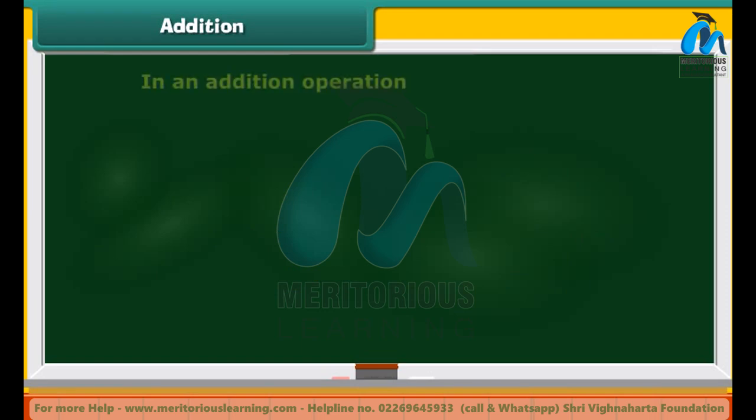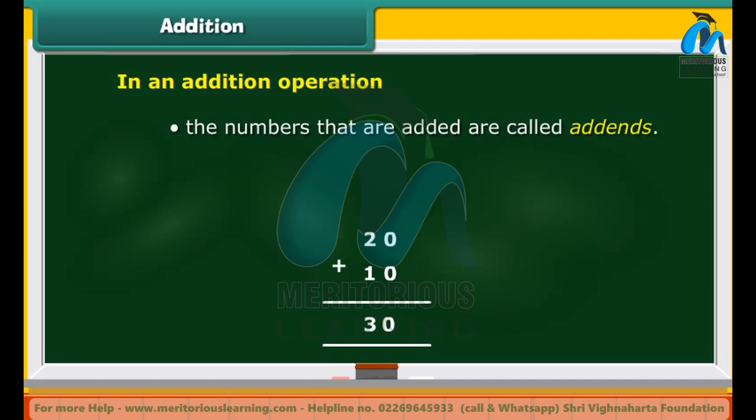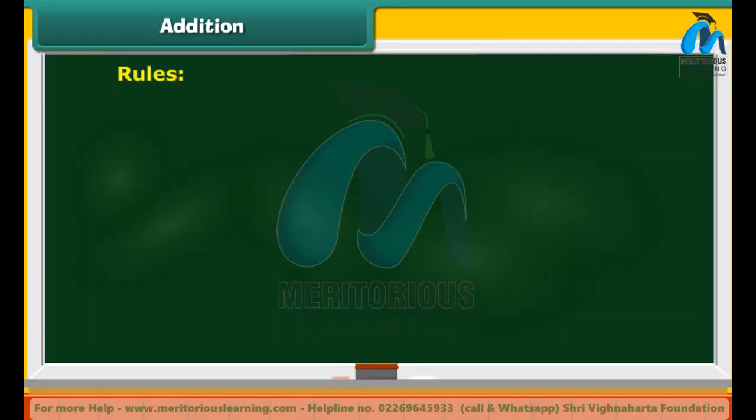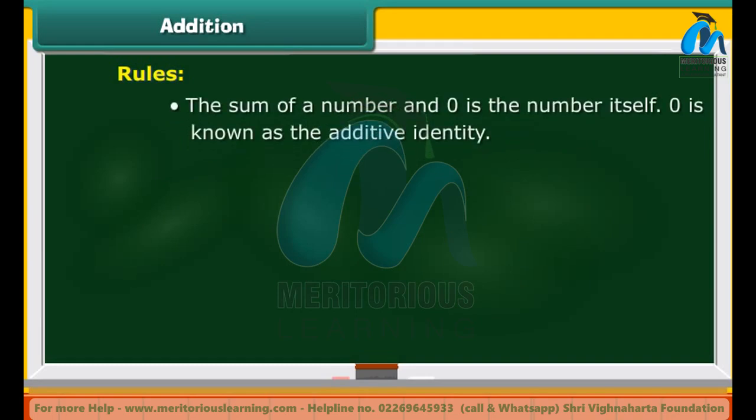Addition. In an addition operation, the numbers that are added are called addends, and the result is called the sum. Before we begin, let us understand some rules of addition. The sum of a number and 0 is the number itself. 0 is known as the additive identity.